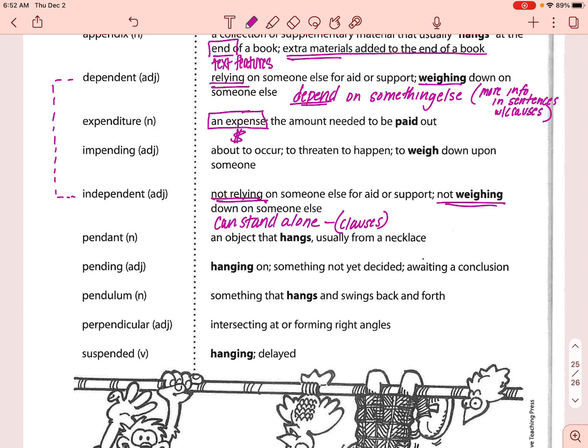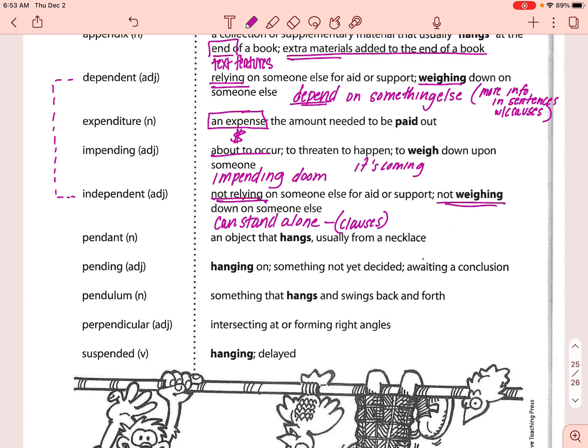The next one here is impending. I always think about impending doom. That's what I think about it with. Impending doom, right? So basically it just means that it's coming, okay? It's coming, or it's about to happen, about to occur, okay? So that's what impending means.